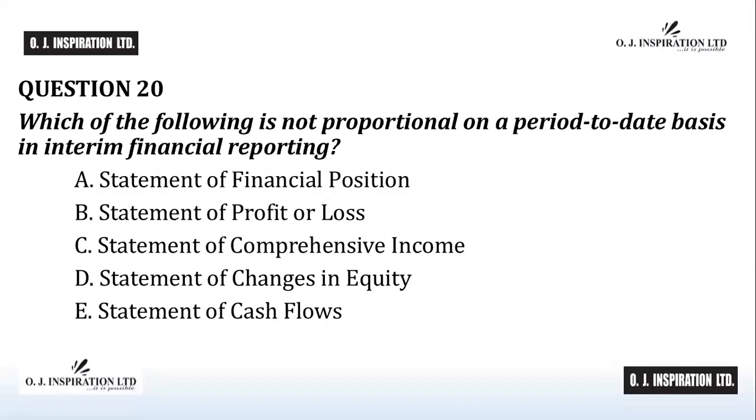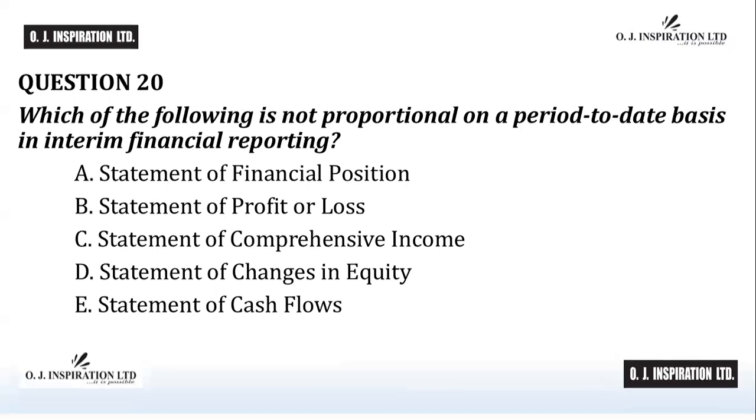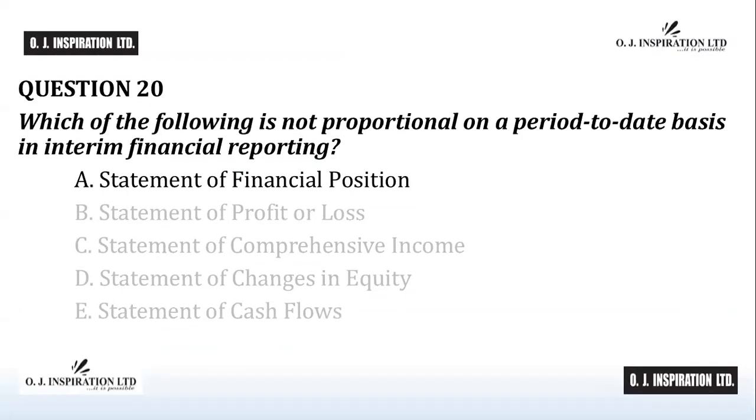Question number 20. The answer to question number 20 is A, statement of financial position. Statement of financial position is not proportional on a period-to-date basis in interim financial reporting. It is a statement of all assets, liabilities, and components of equity at a particular date, and it is total. All other statements in the options are for a proportion or part of a cycle, which is what is reported in interim financial reporting. A is the answer to question number 20.